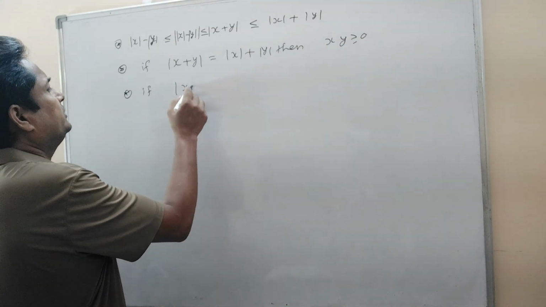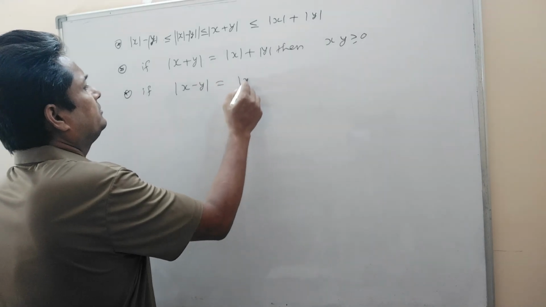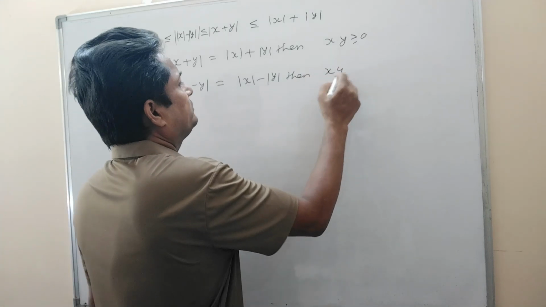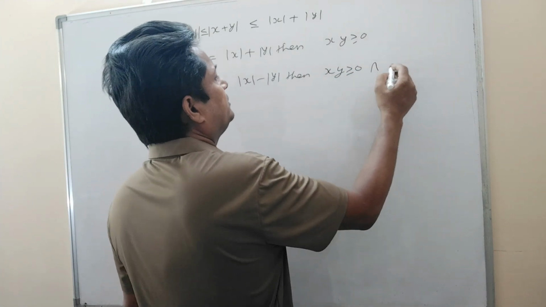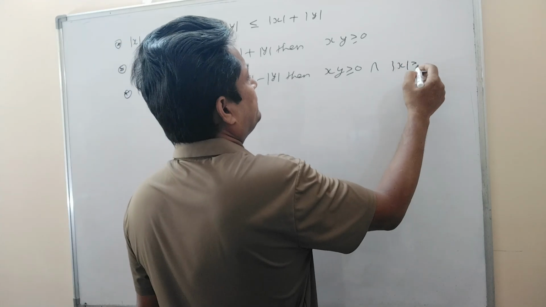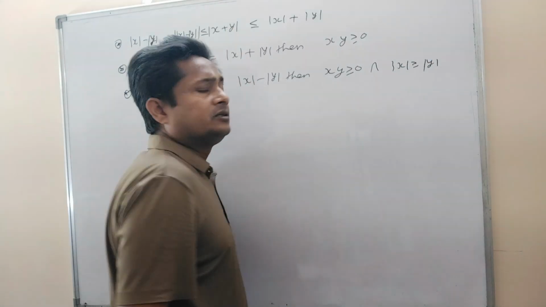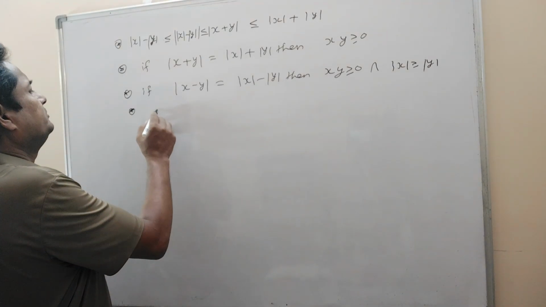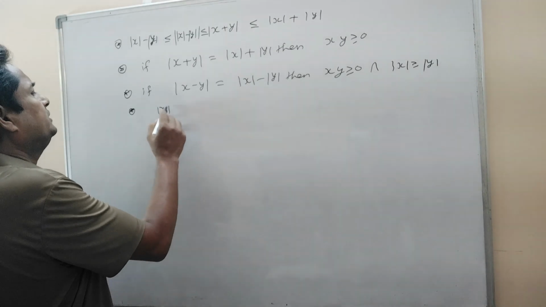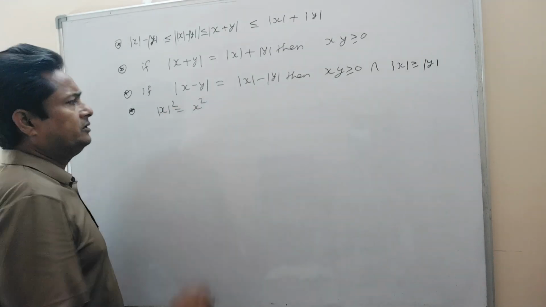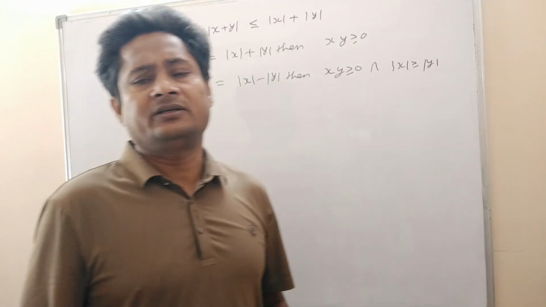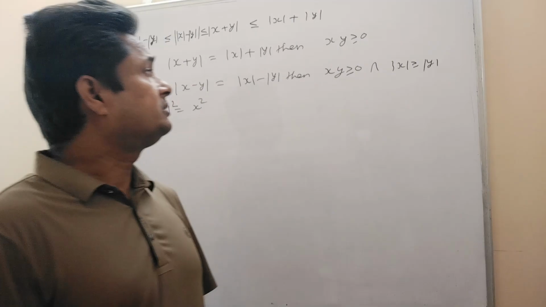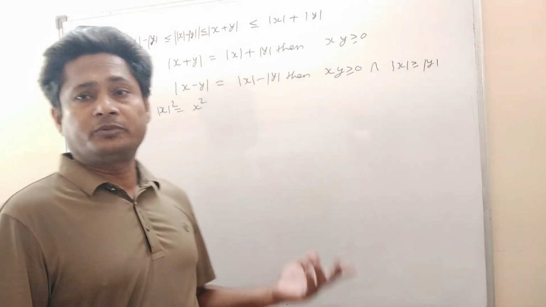Now if mod of x minus y is equal to mod x minus mod y, then xy must be greater than or equal to 0, intersection mod of x greater than or equal to mod of y. Mod of x square is equal to x square. This property I told earlier also. So now let's discuss questions based on these properties.